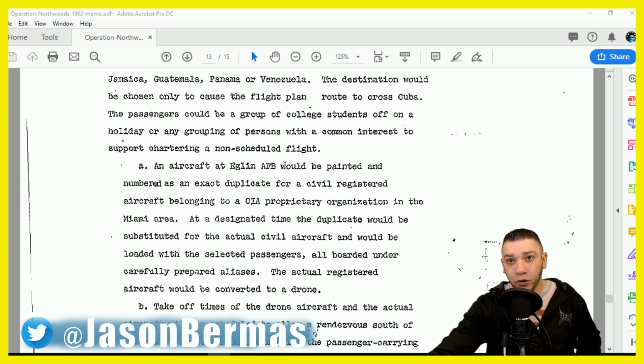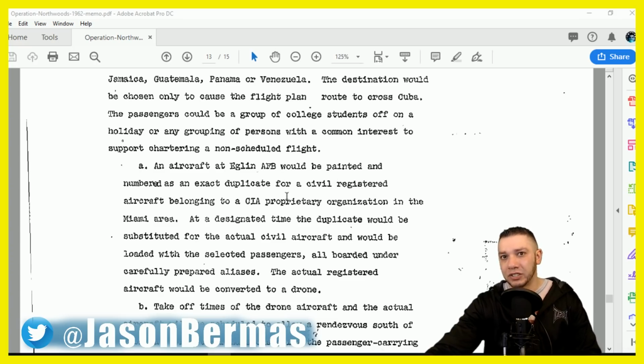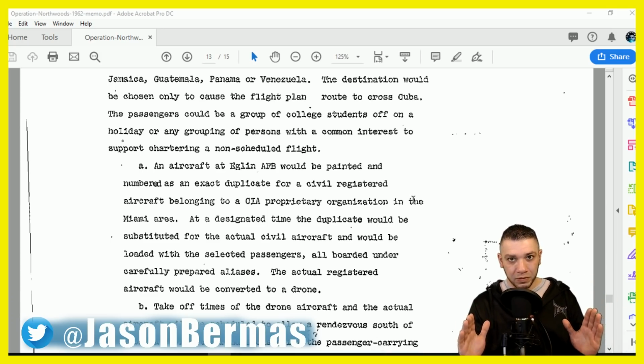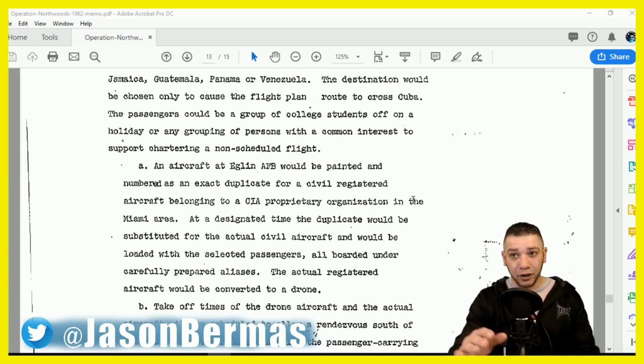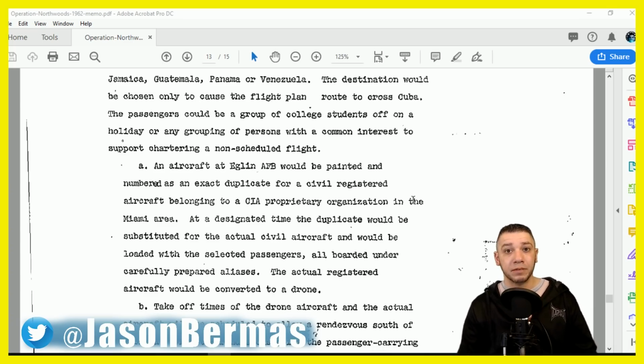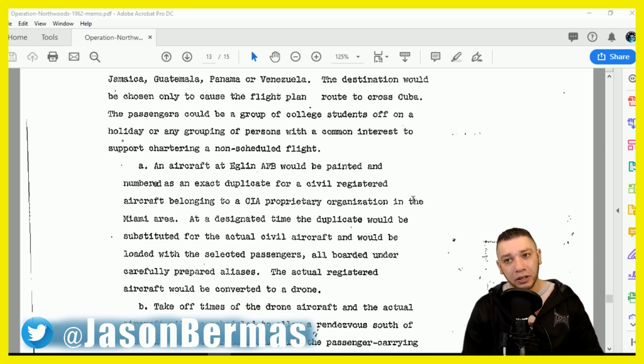An aircraft at Eglin Air Force Base would be painted and numbered as an exact duplicate for a civil registered aircraft belonging to a CIA proprietary organization in the Miami area. Guys, think about this. In the 60s, in Miami, they were painting up aircraft and had duplicates for military aircraft to civil aircraft. They could do that, right? If you know about Barry Seal and the boys and all the things that were going on in Miami into South America and smuggling cocaine, and it all came back to the CIA, they're doing the same exact thing in the same exact place.